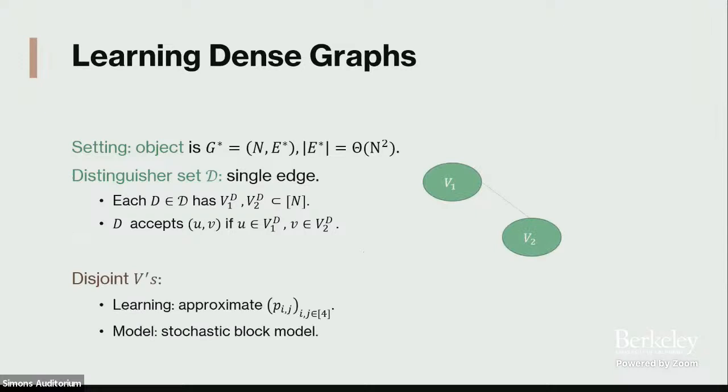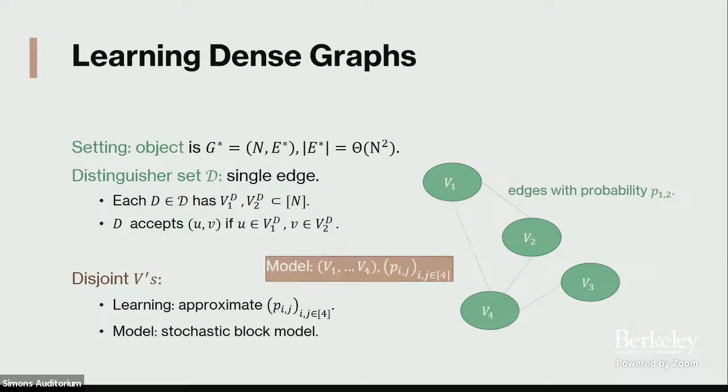And in the simplest case, where we have disjoint V's, you can even think about just having 4 sets of vertices, and the distinguisher just checks how many edges are between these 4 sets. Then our learning algorithm just needs to know, in this graph G prime, what is the edge probability between each of these sets. And then the model could just be these 4 sets and the probabilities between them.